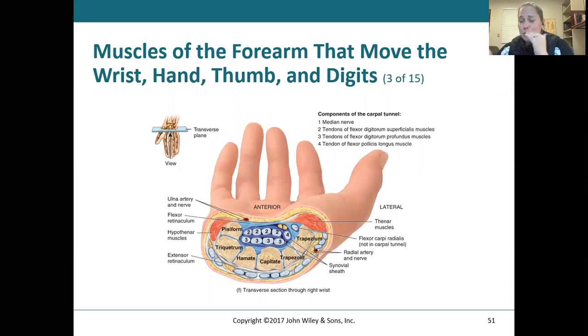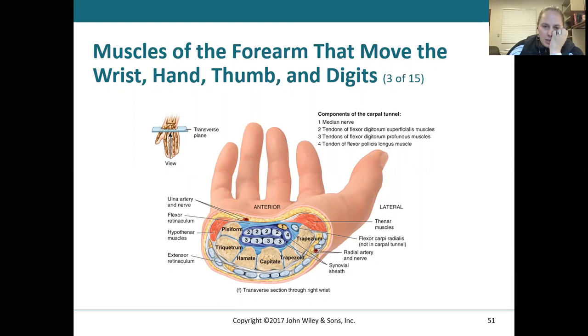Okay, so again, if we do that transverse plane, we're cutting right there at the base of the hand. We're looking at the musculature of those regions. Here you can see those bones that we've learned, right? Pisiform, triquetrum, hamate, capitate, trapezoid, trapezium. Again, hopefully all those words look very familiar to you. You're like, oh, I got this.